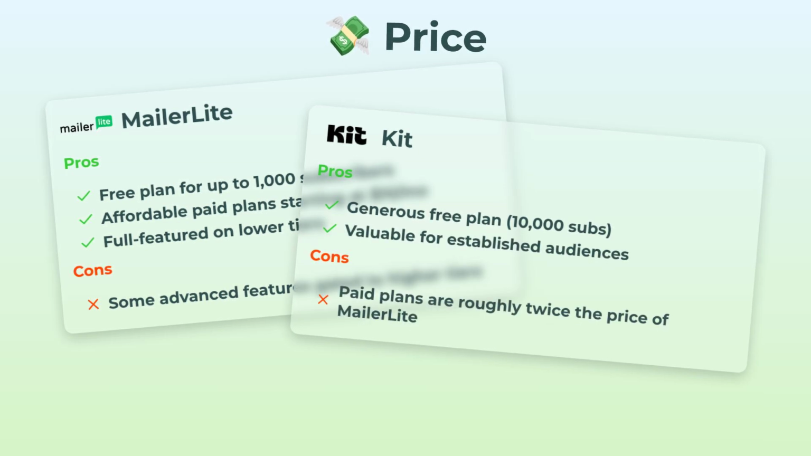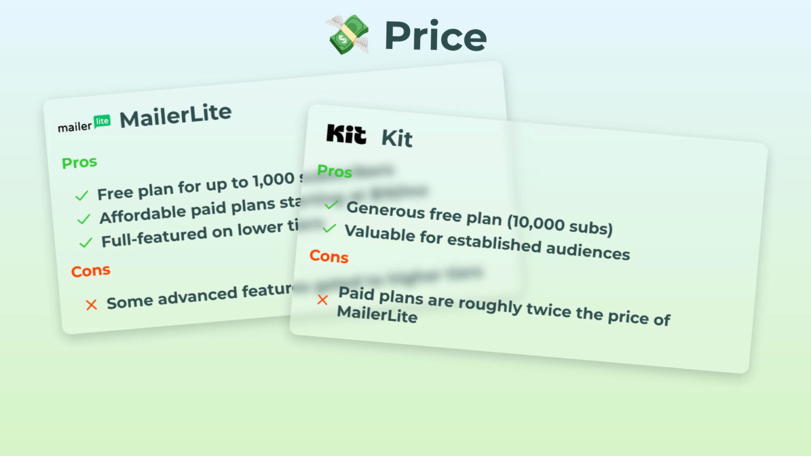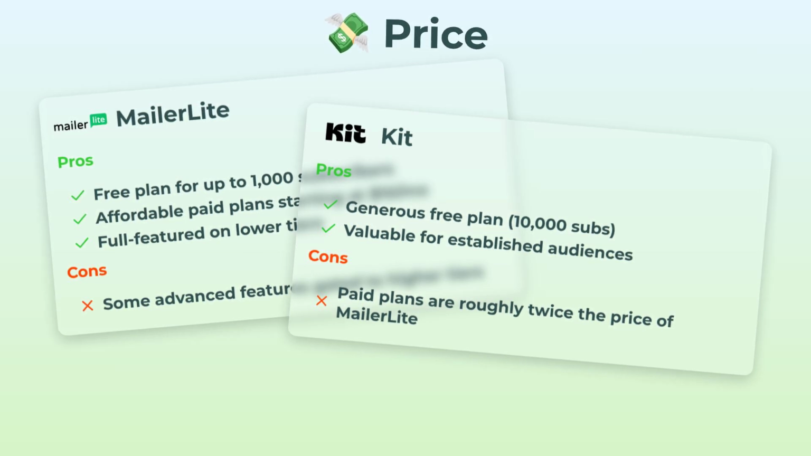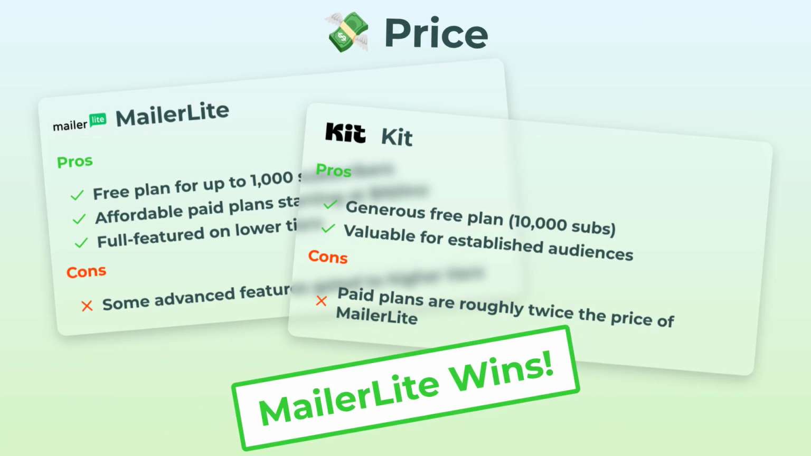Now, Kit cranks things up with a free plan for up to 10,000 subscribers. Sounds awesome, right? And it's a killer option if you've already got an audience. But here's the catch. When you hit the paid plans, they're roughly twice what MailerLite charges. It's not outrageous, but if you're budget conscious, it definitely adds up. So for the price category, the edge goes to MailerLite.